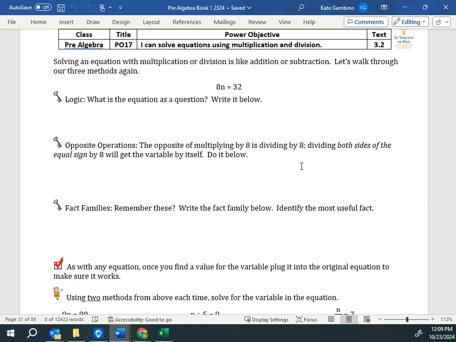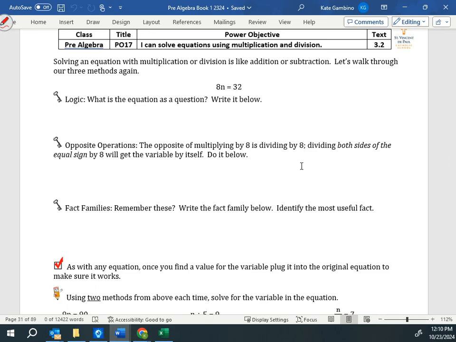So solving an equation with multiplication and division is a lot like adding or subtracting, the type of steps. Obviously the operation is different, but the steps are similar. So let's walk through the three methods. Again, just refresh our memories and see how it looks with multiplying and dividing. So our example is 8n equals 32.